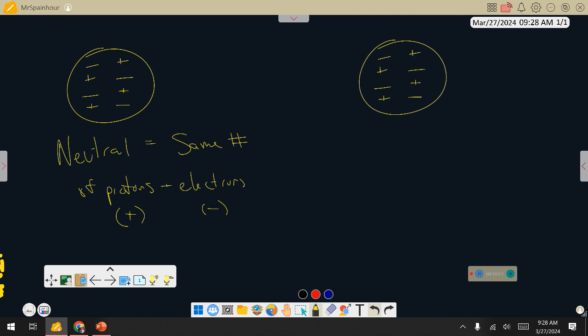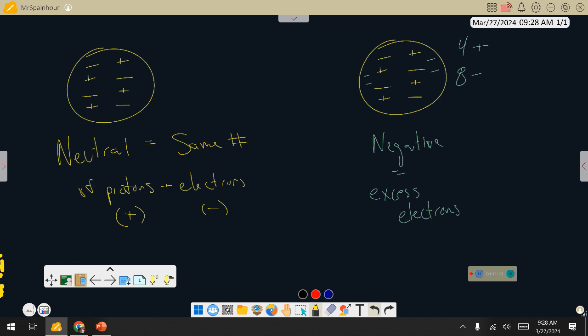Add negatives, correct. We need to add negatives from somewhere else. Now, I'm just going to do some basic math here. Here we have, of course, 4 positives, 8 negatives. Obviously, these numbers are a little bit smaller than the actual amount, but that makes this guy negative. Why? Negative, in general, means excess electrons. And we've already discussed this.